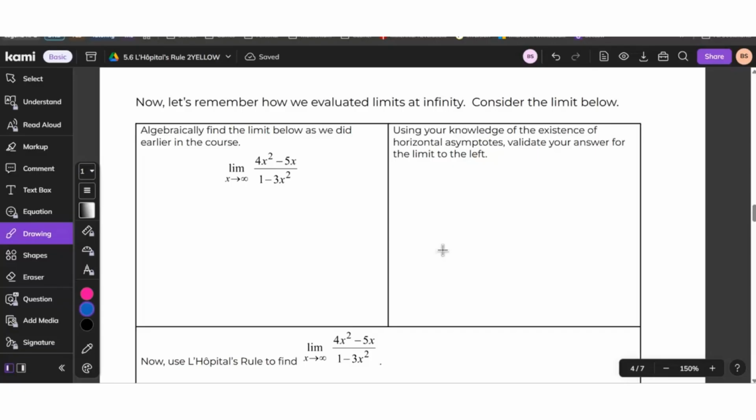All right. How about if we do it at infinity? What about at infinity? Okay, let's do it. So, what would we do? Before, when you were in pre-calc, you had to divide everything by the greatest degree in the denominator.